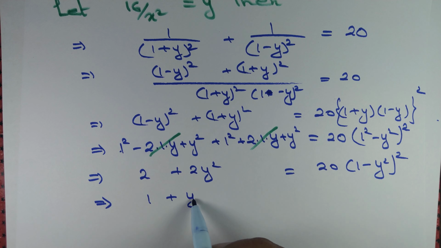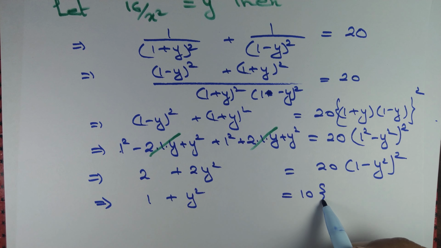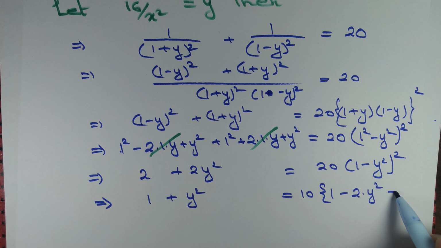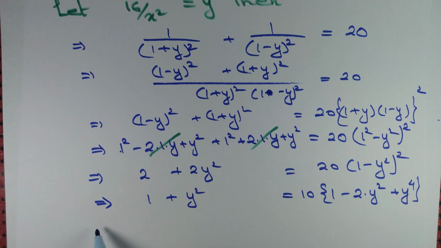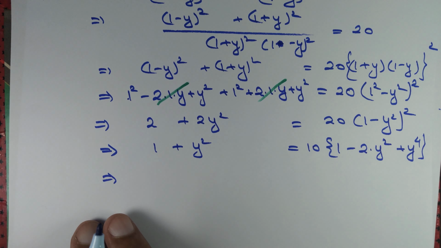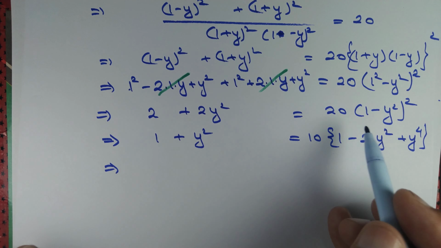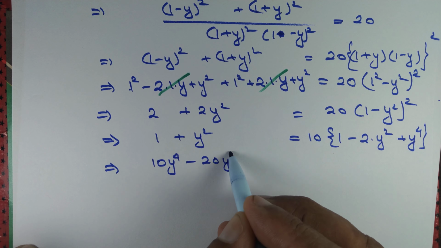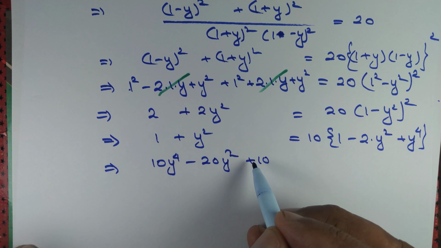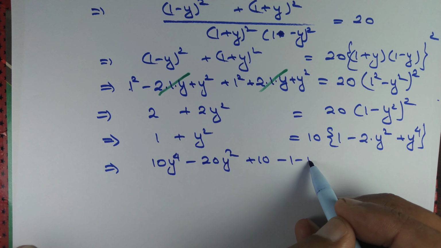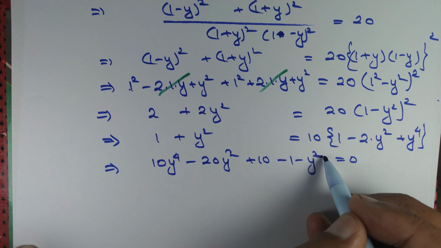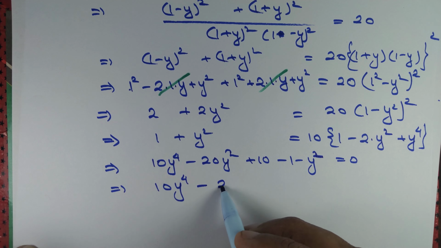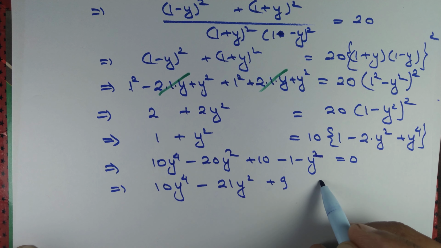So we are left with 1 plus y square equal to 10 into, we can expand it, 1 minus 2y square plus y to the power 4. From there it will follow that 10y to the power 4 minus 20y square plus 10 minus 1 minus y square equal to 0. That gives us 10y to the power 4 minus 21y square plus 9 equal to 0.